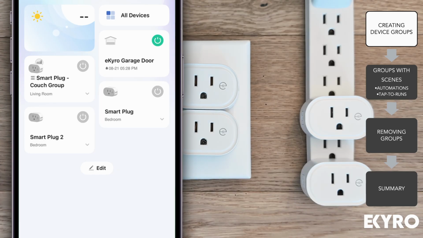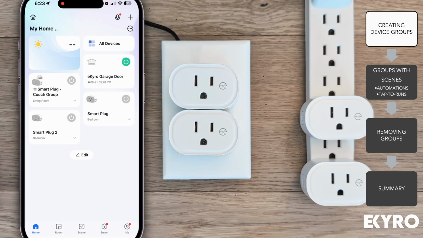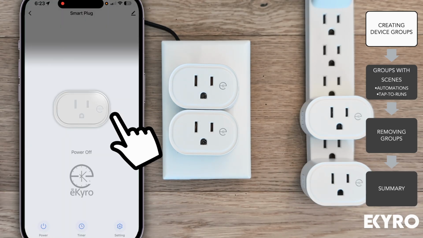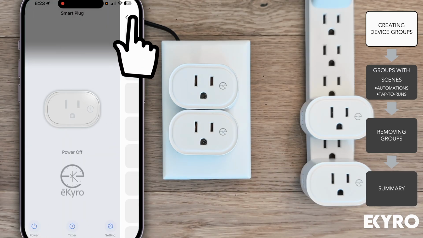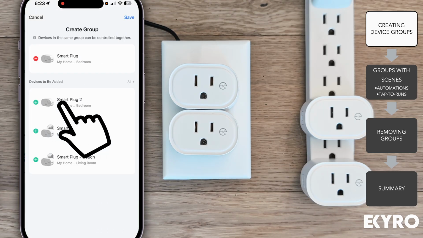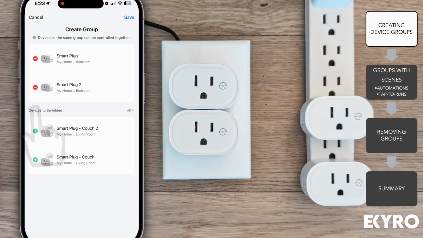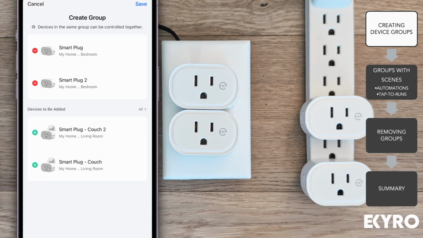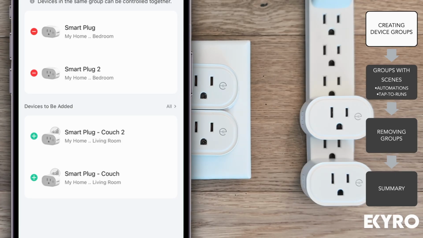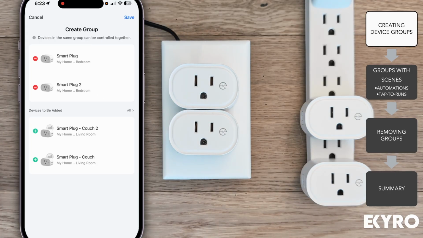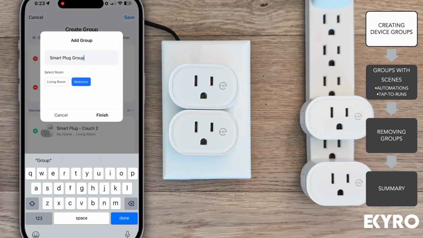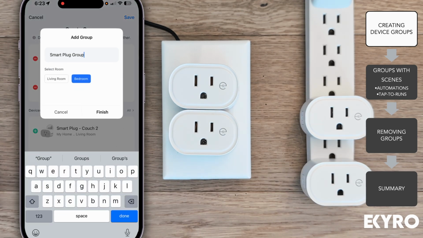Now what we'll do is group Smart Plug and Smart Plug 2. Those are some bedroom lights that I have. So I'll go into Smart Plug, select the pencil icon in the top right-hand corner, select Create Group, and add the other Smart Plug. One of the things you notice here is that even though Couch and Couch 2 are grouped, they can still be added into my other groups, which really allows you to add multiple groups that work together, but also can overlap a little bit. So I'll call this Bedroom Lights and select Finish.